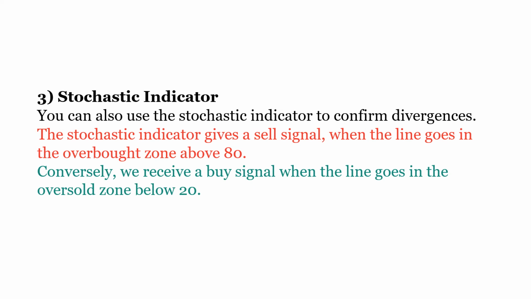You can use the stochastic indicator in the same ways that you use the RSI, as there are two stochastic lines that fluctuate in three areas located in a 0 to 100 zone. These three areas are the oversold zone below 20, the overbought zone above 80, and a neutral zone between 20 and 80. For divergences, you can use the rules that we've discussed in previous lessons, but you can also use the stochastic indicator to confirm divergences. The stochastic indicator gives a sell signal when the line goes in the overbought zone above 80. Conversely, we receive a buy signal when the line goes in the oversold zone below 20.